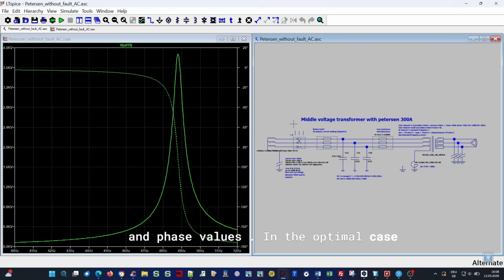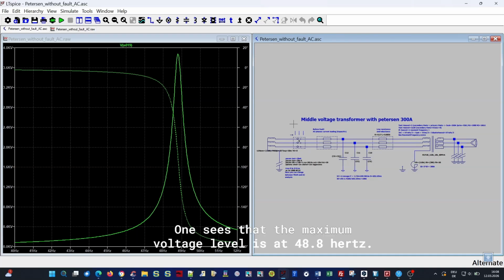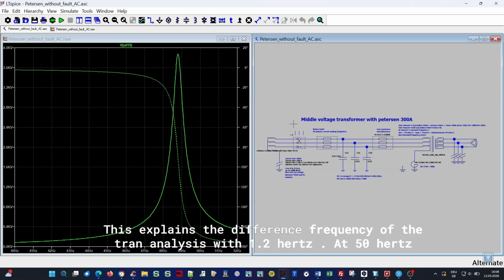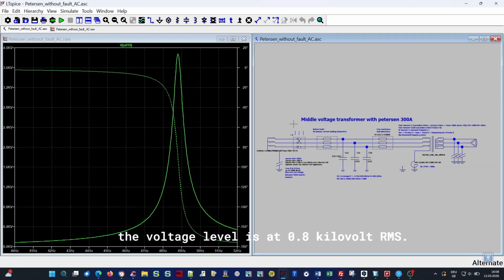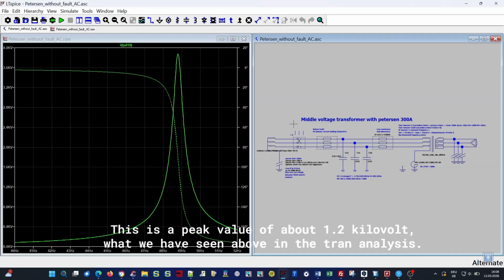In the optimal case, the displacement voltage has its maxima. One sees that the maximum voltage level is at 48.8 Hz. This explains the difference frequency of the transient analysis with 1.2 Hz. At 50 Hz, the voltage level is at 0.8 kilovolt RMS. This is a peak value of about 1.2 kilovolt, which we have seen above in the transient analysis.